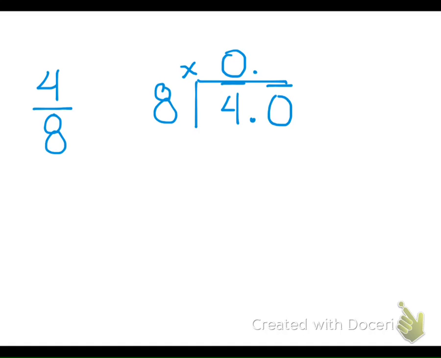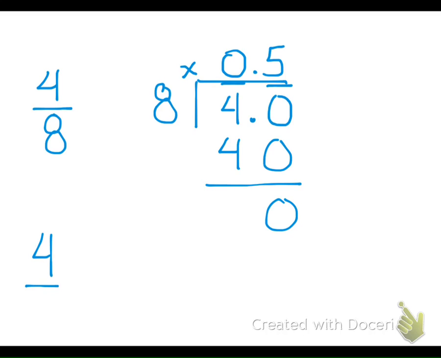Now let's think of it as 40. How many groups of 8 can come out of 40? Well, 5 groups of 8 can come out of 40, and our remainder is 0. So 4/8, it turns out, also equals 5/10, which makes sense because we know 4/8 is half, and this is the decimal way of writing half. Okay?